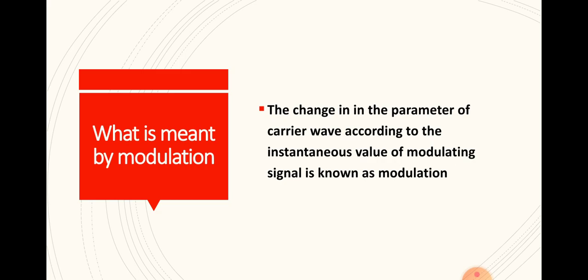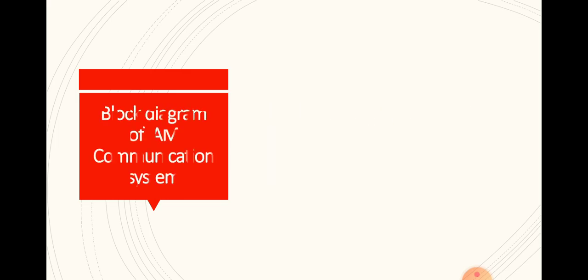What do you mean by modulation? I explained this in previous videos also. The change in the parameter of the carrier wave according to the instantaneous value of the modulating signal is known as modulation. So modulation means transmission of data from one place to another place, and that transmission can be done with the help of a high frequency carrier wave, by changing some parameter of that carrier wave according to the modulating signal.